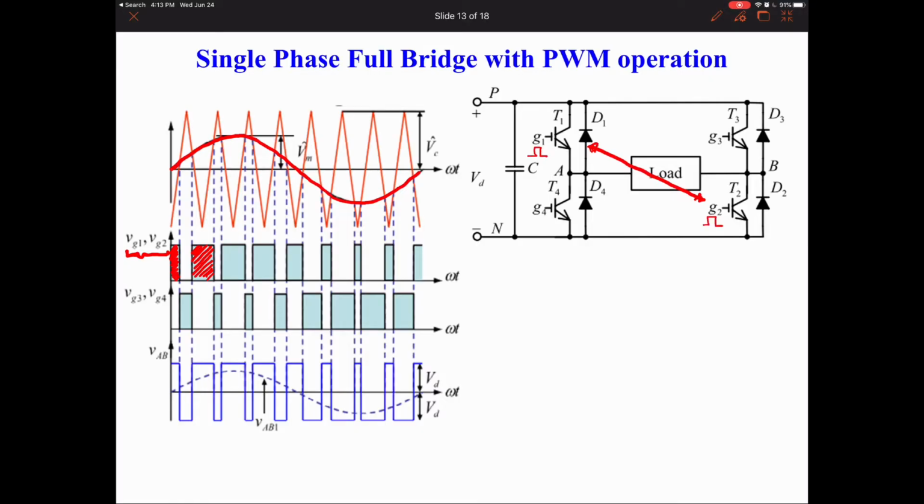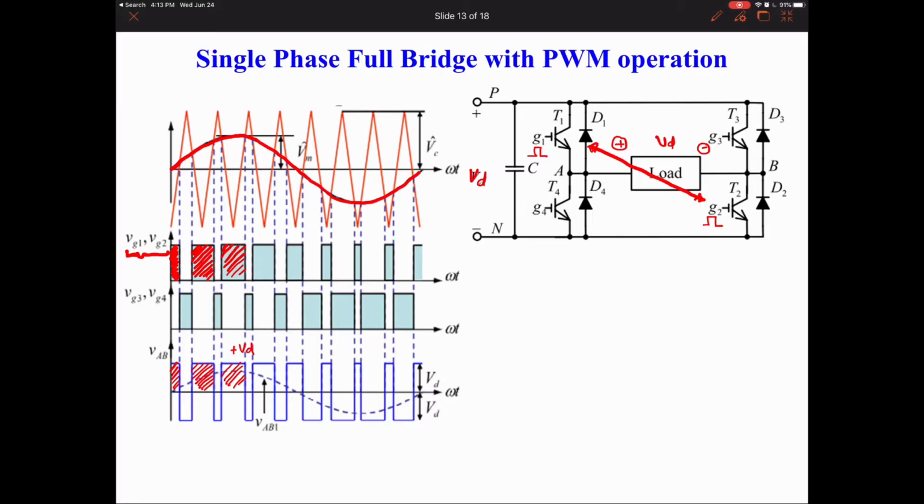So these two switches are turned on, and in this case the load voltage will be equal to plus minus VD, because we are applying VD voltage from the source. So whenever we apply the gate pulse to the switch G1 and G2, the load voltage will be plus VD. So that is shown over here in this highlighted part. Your output voltage will be equal to plus VD.